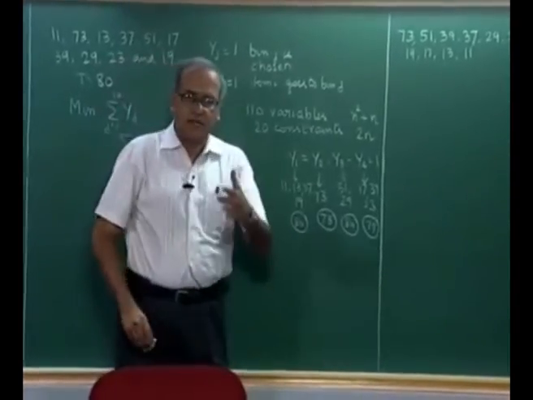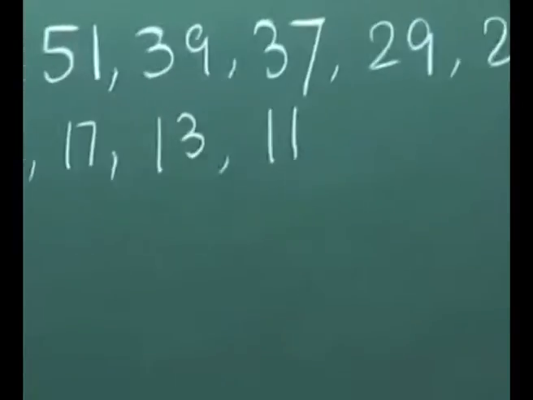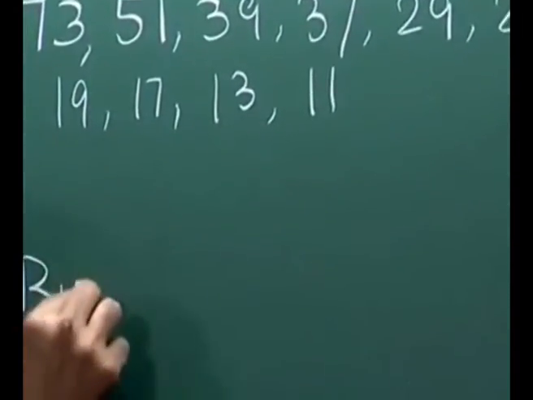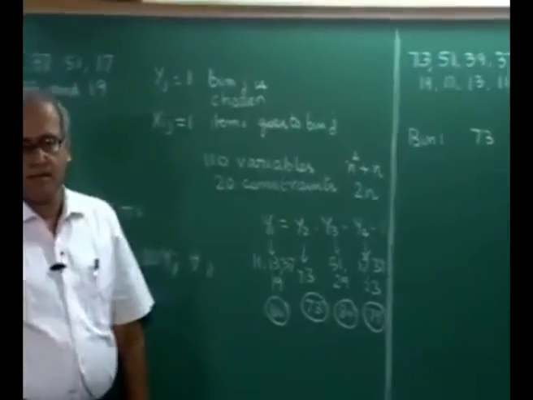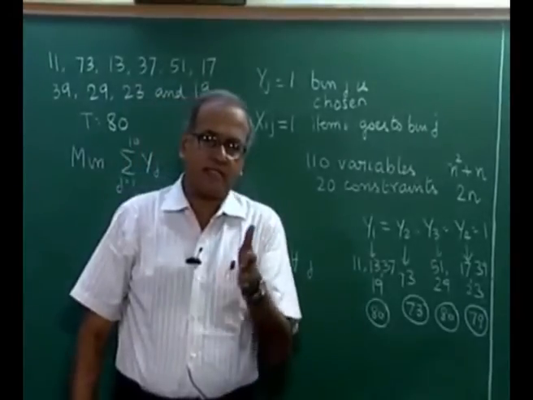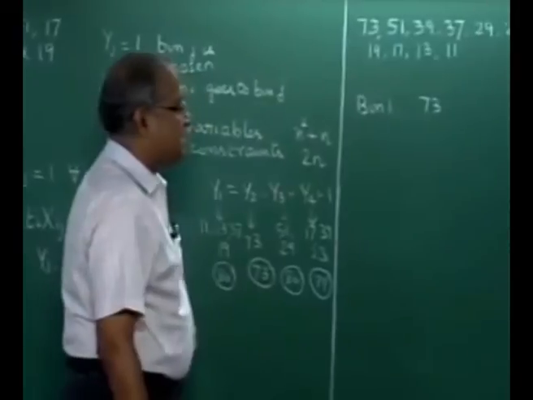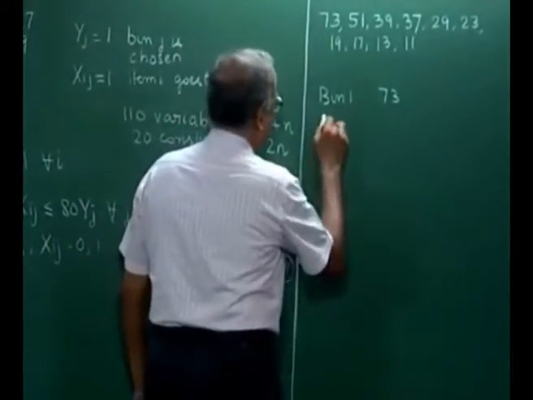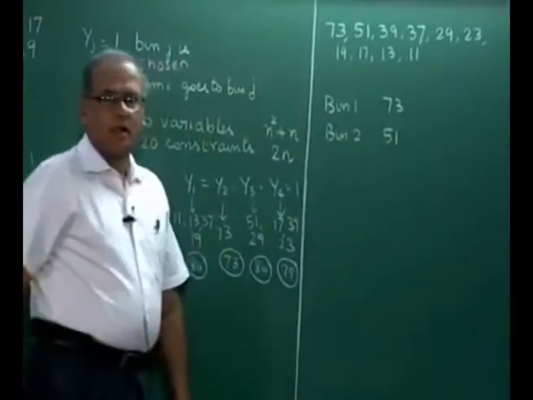So, we first apply a very commonsensical heuristic. We take the first item and create a bin. So, we say bin 1 and put the first item 73 here. Now, we take the second item and see if that would go into the bin. 51 will not go into the bin because the length of 80 will be exceeded. So, create a second bin. So, bin 2 has 51.